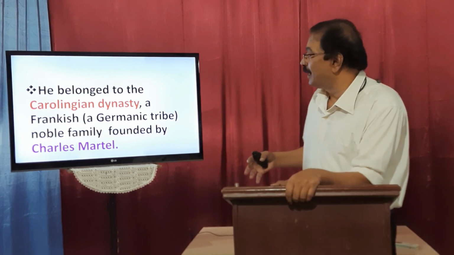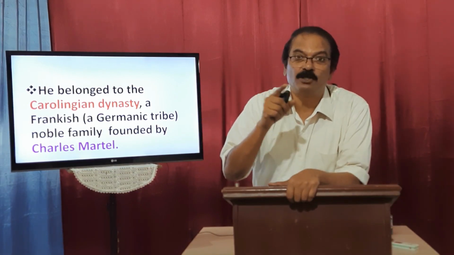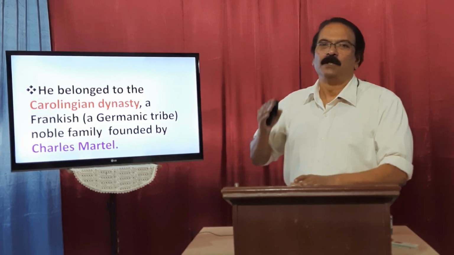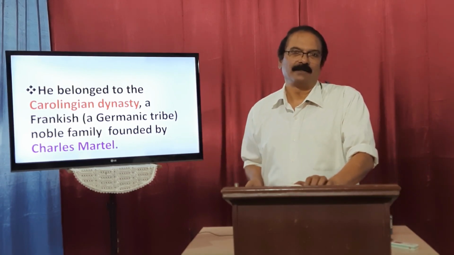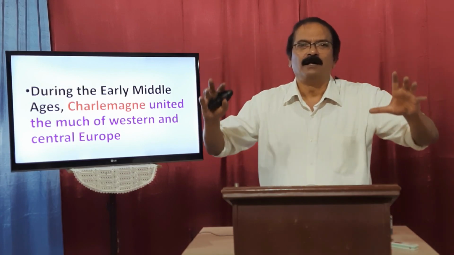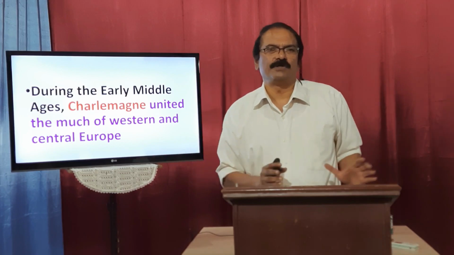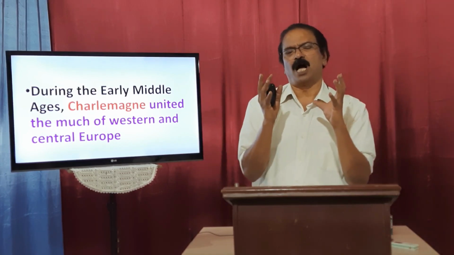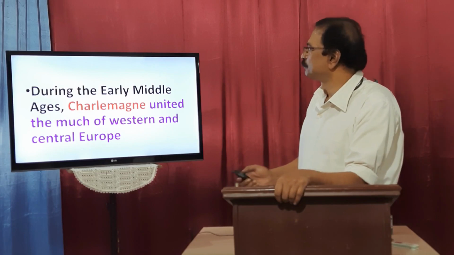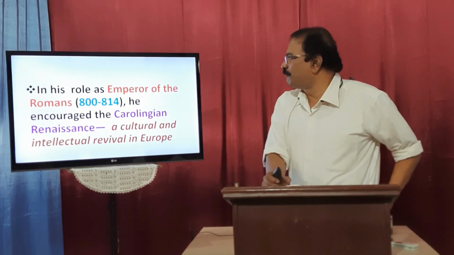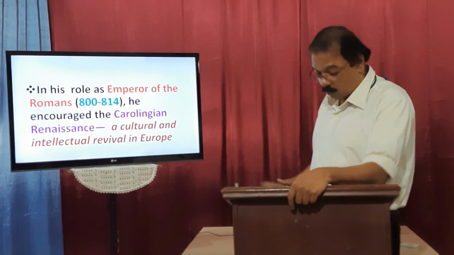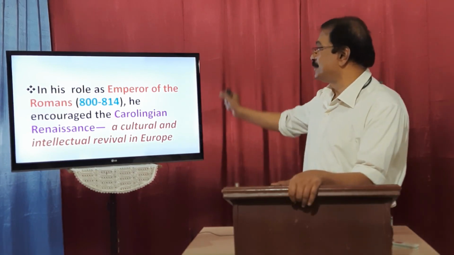And it was a noble family. And this dynasty was founded by this nobleman named Charles Martel. These are not important for your examination. But then, I'm just telling you. Now, what's important is Charlemagne. He was a great king, and during his reign, I think he united much of Europe. Maybe 70 to 80% of Europe was united under his kingship. And he was a Christian emperor. That's why the Pope crowned him. Okay. In his role as emperor of the Romans, that was from 800 to 814, he encouraged what is known as the Carolingian Renaissance.